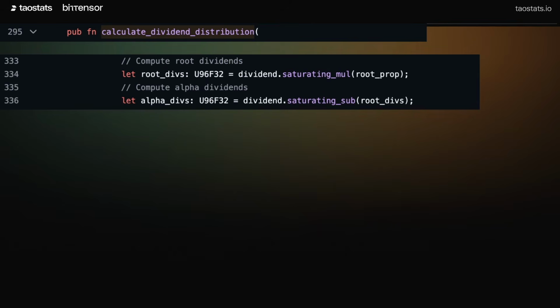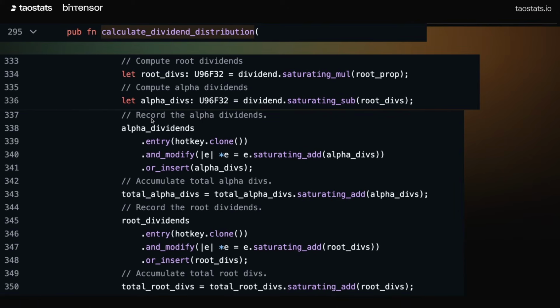So now that we know the percentage that's on root, we can take their dividends and say this percentage of it is going to go to the root divs, and the difference, the dividends minus the root divs, goes to alpha. So we've now broken it apart to root and alpha, and we're going to record the alpha dividends into our vector.